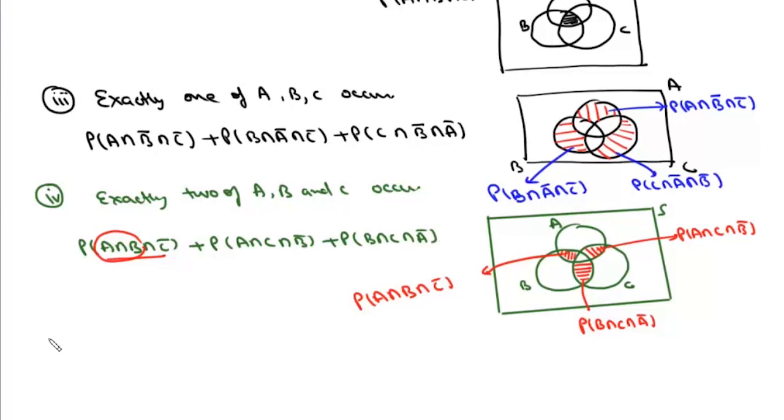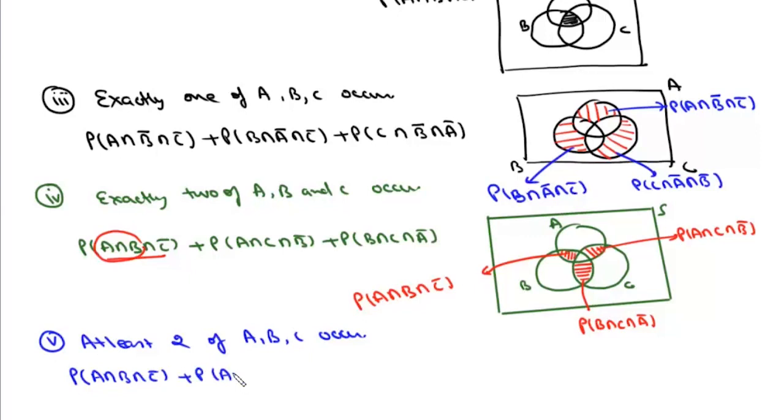And this fifth one is at least two of A, B and C occur. Now at least two is this case exactly 2, and exactly 2 is A intersection B intersection C naught plus A intersection C intersection B naught plus B intersection C intersection A naught plus this case when all three of them occur, and which is probability of A intersection B intersection C.